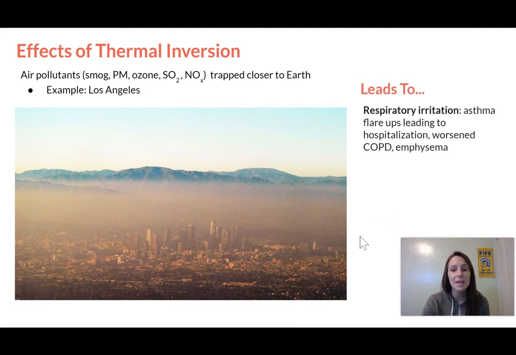Now, what this can lead to is respiratory irritation. Asthma is going to flare up, which can lead to more hospitalizations. You can have worsening COPD. You can have emphysema. It can eventually actually lead to death.